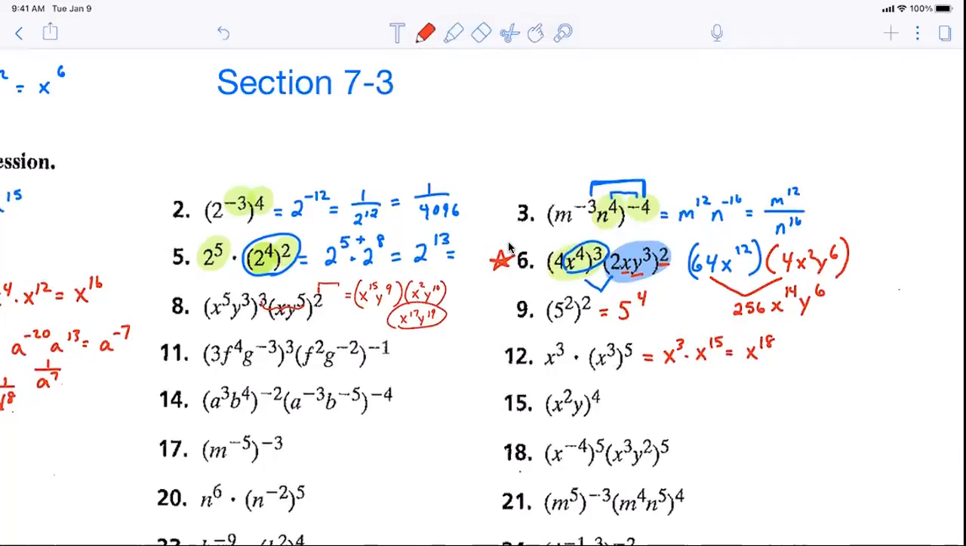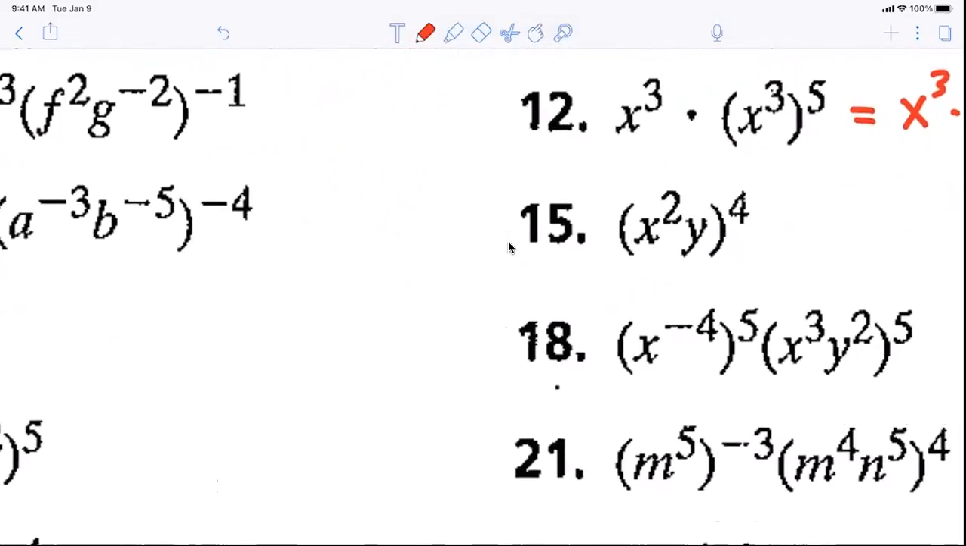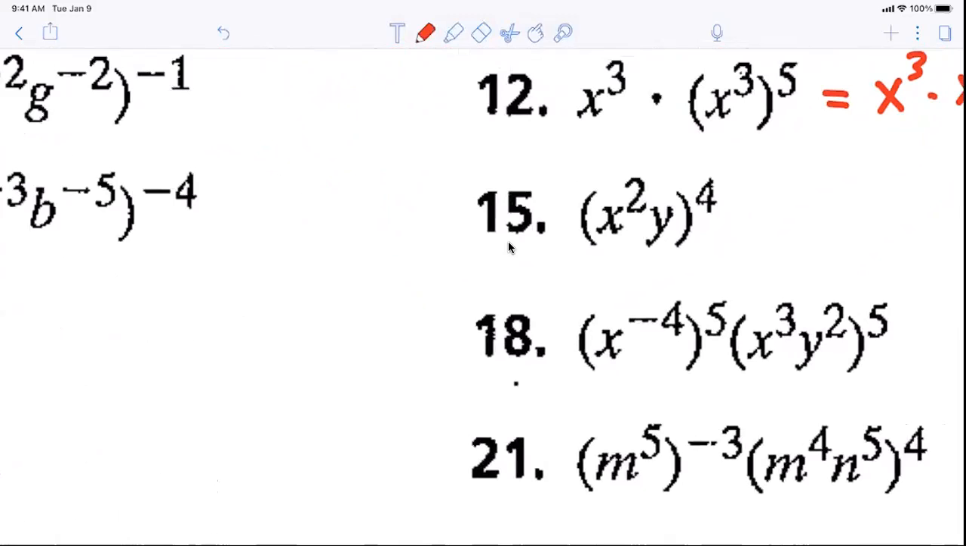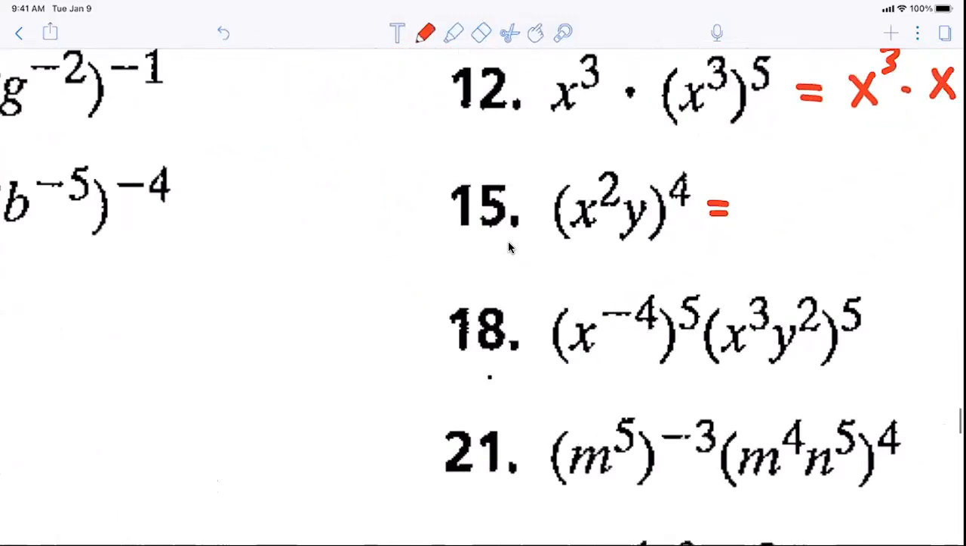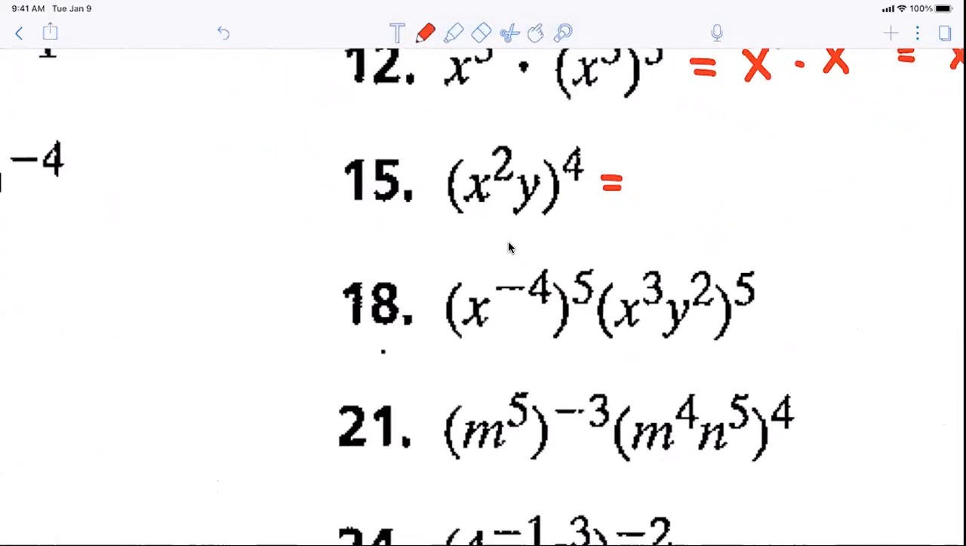I'm on which one? 15. 15. I want a Trimble. Alright, so x to the 8th and then y. You're awesome. Thank you, Trimble. All right. Jensen, are you up?